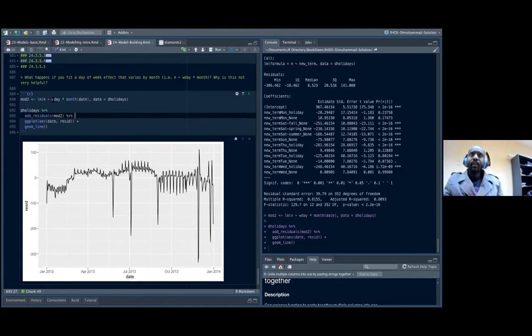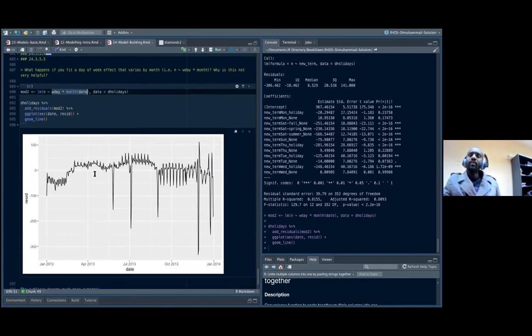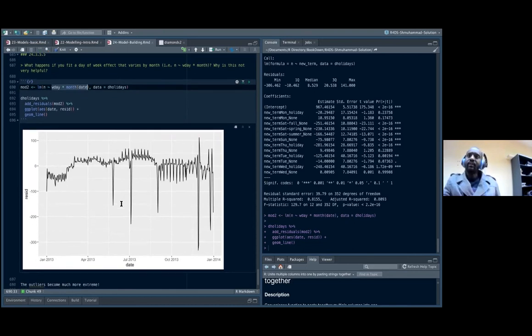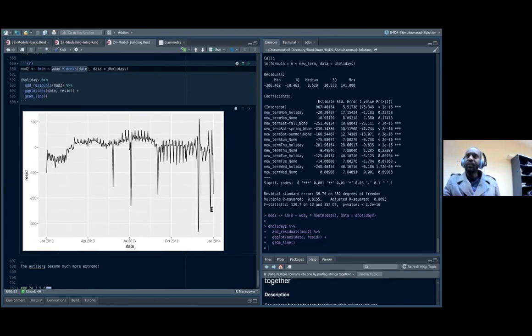So here we put in the day of the week effect, but it's by the month. But still, there is no improvement over the previous one. Even the outlier, let's look at this one, is coming down, and which is not free. So this is the worst.